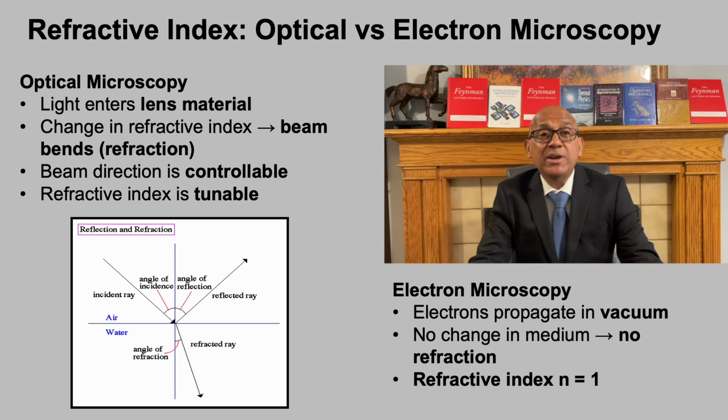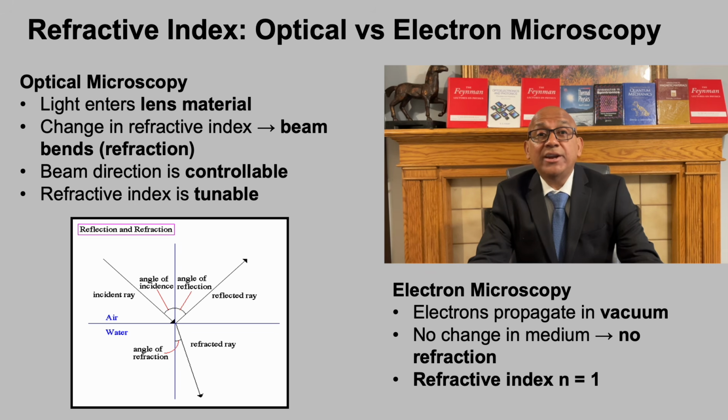In optical microscopy, light propagates through the lens materials before reaching the sample. As illustrated in the diagram on the left, when a ray of light enters a material with a different refractive index, its direction changes. This bending of the ray is refraction. By selecting lens materials with refractive indices greater than 1, we can deliberately bend and focus the beam, making beam direction controllable. As a result, refractive index becomes a tunable parameter in optical microscopy.